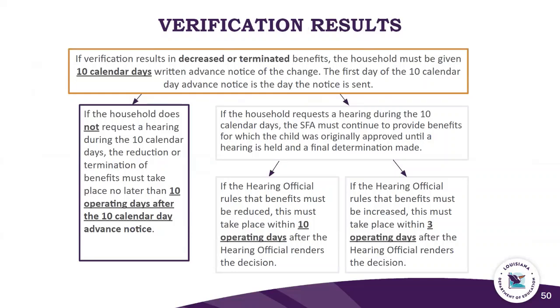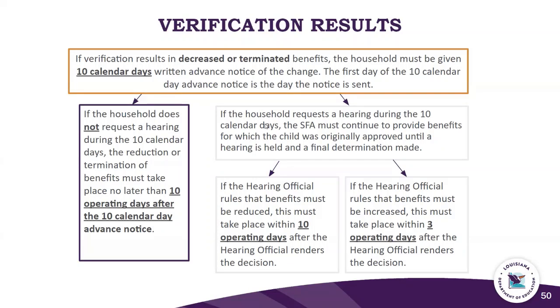So here's an overview of the verification results timeline. If verification results in decreased or terminated benefits, the household must be given 10 calendar days written advance notice of this change. The first day of the 10 calendar day advance notice is the day the notice is sent. If the household does not request a hearing during the 10 days, the reduction or termination of benefits must take place no longer than 10 operating days after the 10 calendar days advance notice.